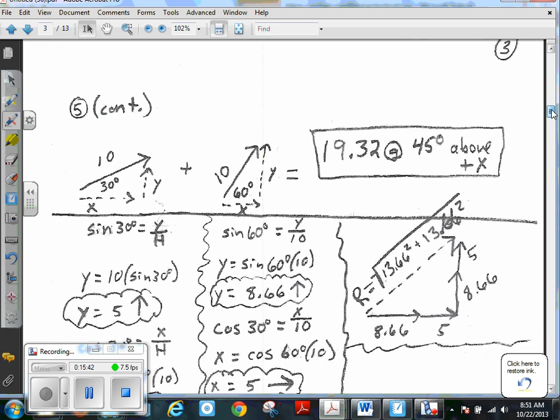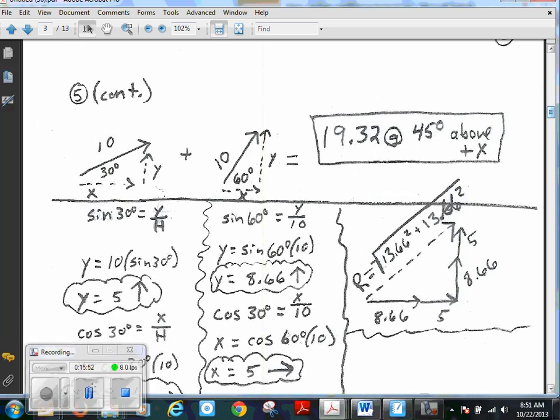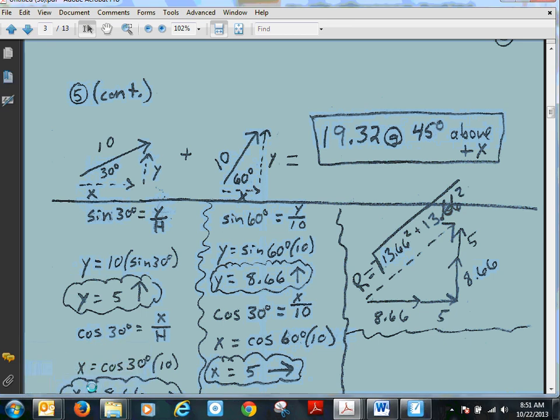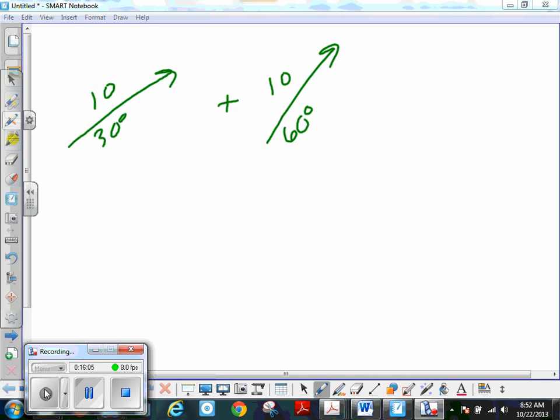Let's see if you can add these two together. We've got 10 at 30 and 10 at 60. Okay, let's see if you can put these two together now.